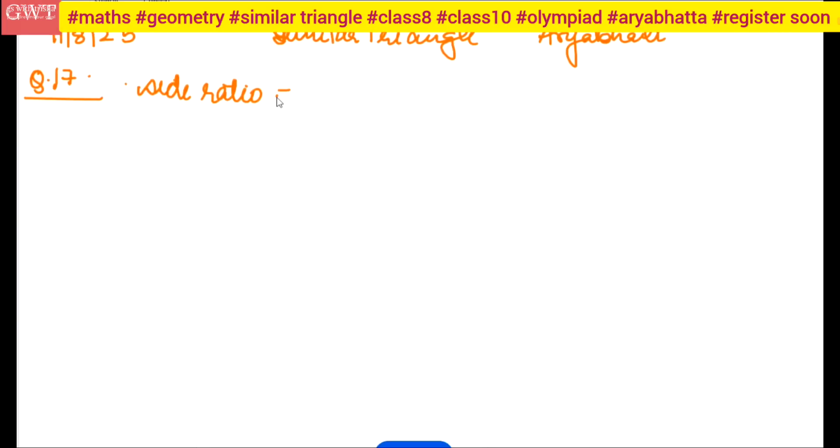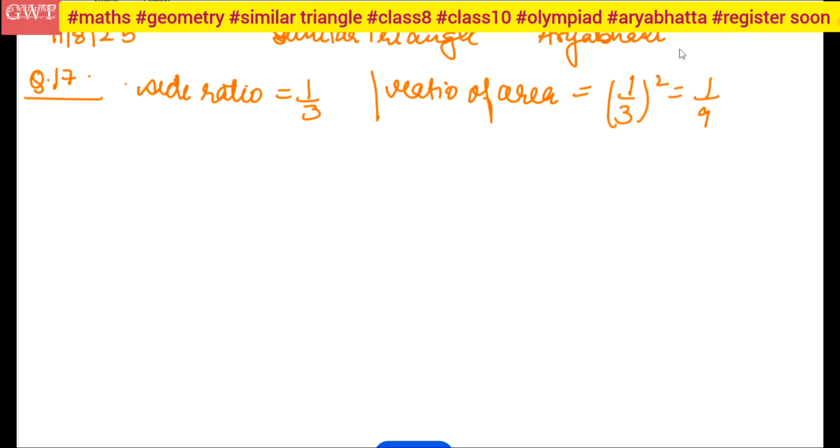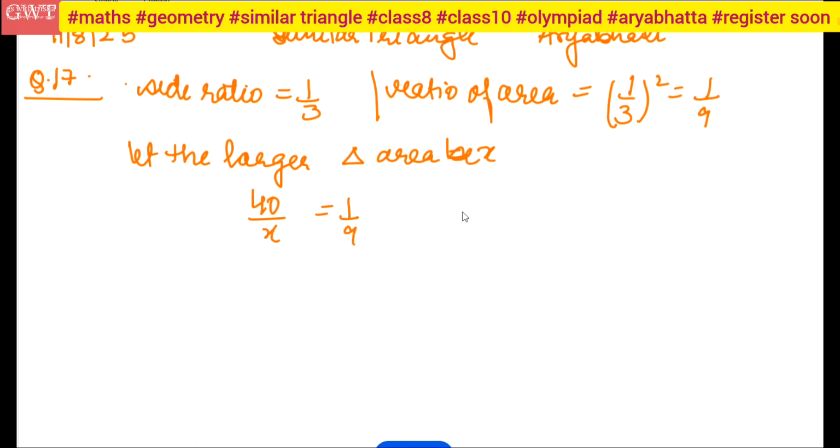Similar triangles, side ratio is equal to 1 upon 3, and the ratio of area is what? Square of the ratio of the corresponding sides. That is the only theorem from it. So ratio of area is what? 1 upon 3 whole square. So what I will get? 1 upon 9 only. So let the larger triangle area be x. So what I will say, 40 upon x is equal to 1 upon 9. So this implies that x will be what? 40 into 9, and it will be 360 centimeters square.